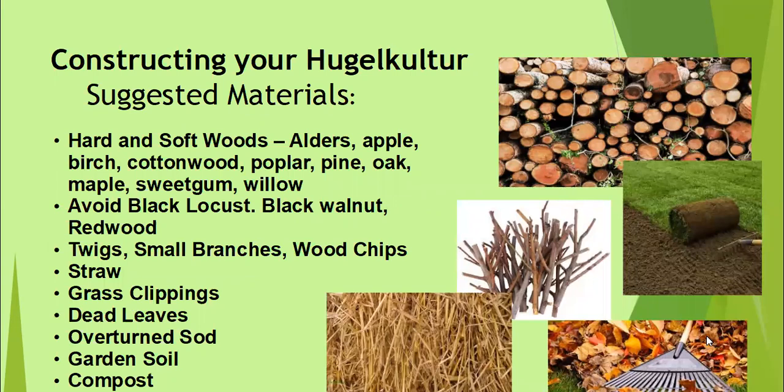The materials you're going to use to construct your Hugelkulture would be a variety of hard and soft woods. And for the most part, that can be whatever you've pruned from the trees on your property. They do suggest that you avoid black locust, black walnut, and redwood. There are some trees that do become a bit toxic as they decompose. And some of the hardwoods do take forever to decompose, which is why they recommend you avoid redwood.